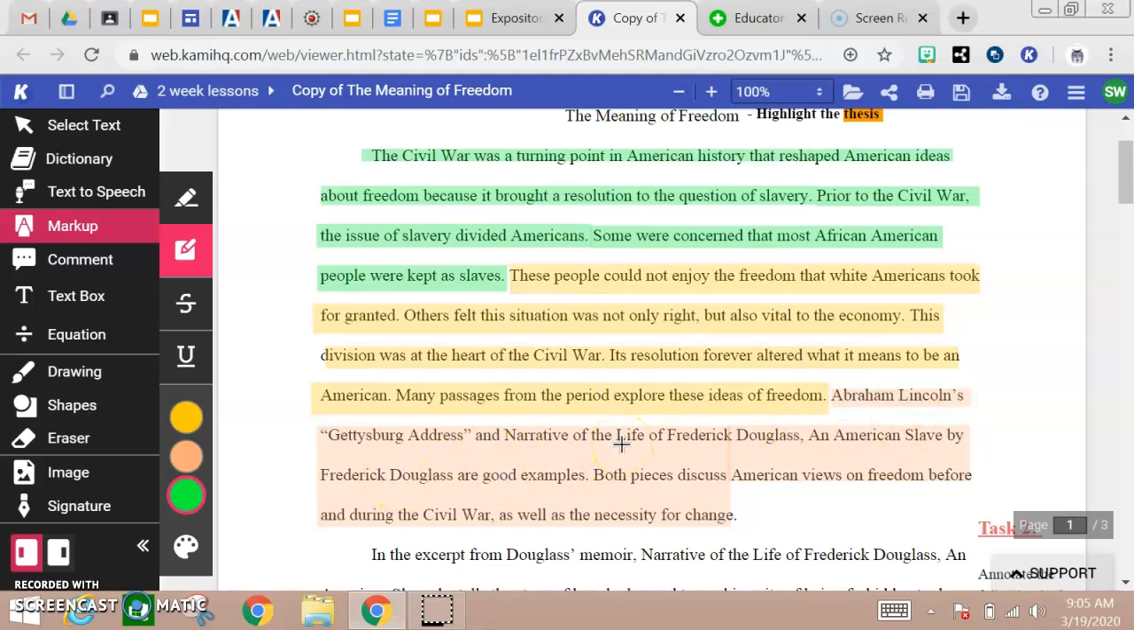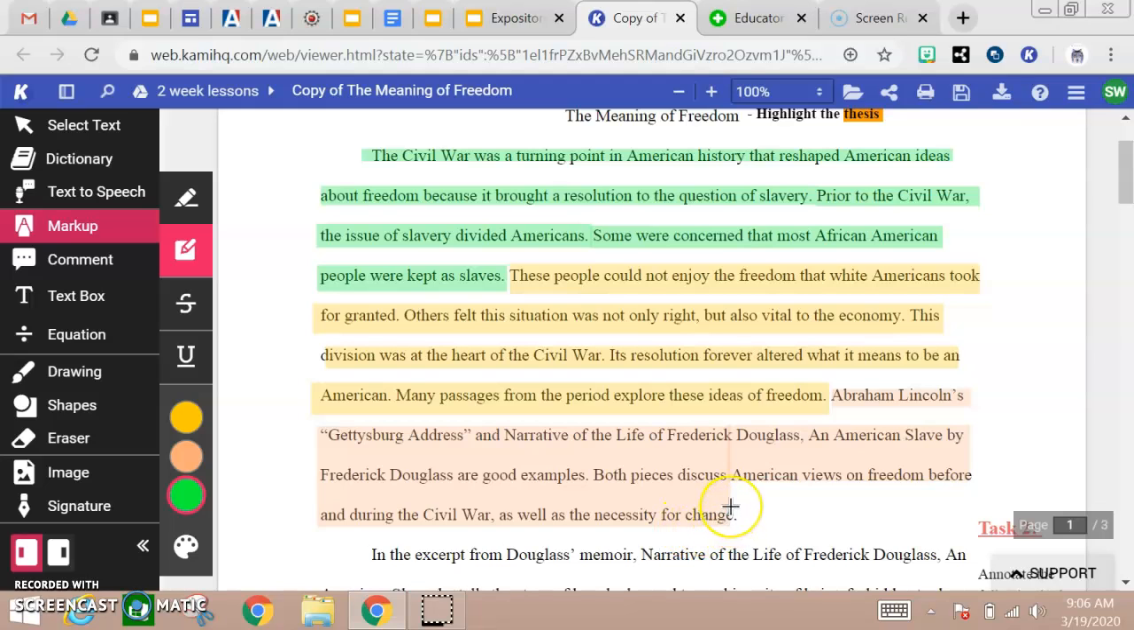For you, if we were writing an argumentative essay on The Laramie Project, you would say the Laramie Project explores many different ideas about social injustices. So you have to give me a roadmap of what you're going to be exploring. These two passages: both pieces discuss American views on freedom before and during the Civil War, as well as the necessity for change. So again, we're going to use both pieces, discussing views on freedom before and during the war, as well as the necessity of change.